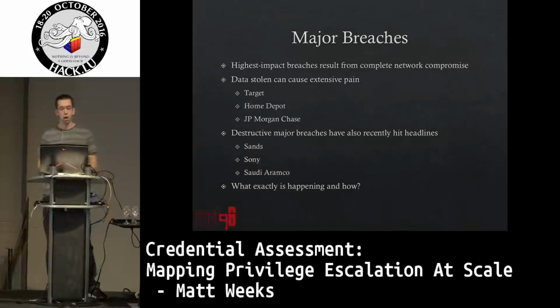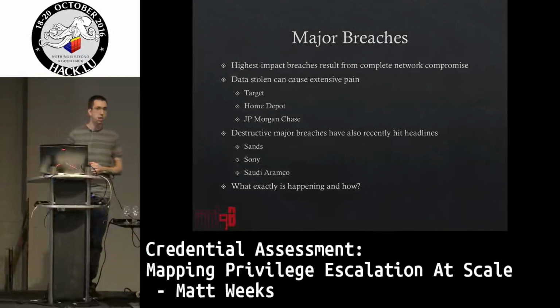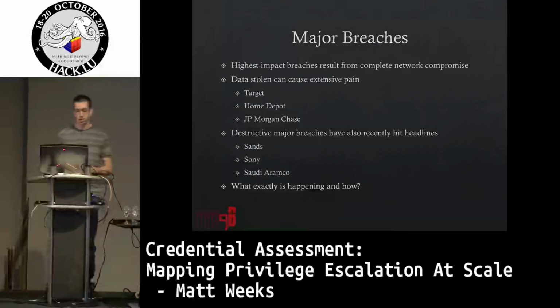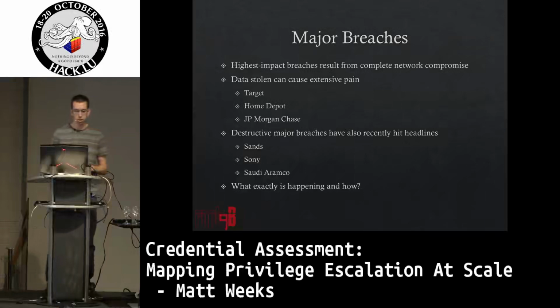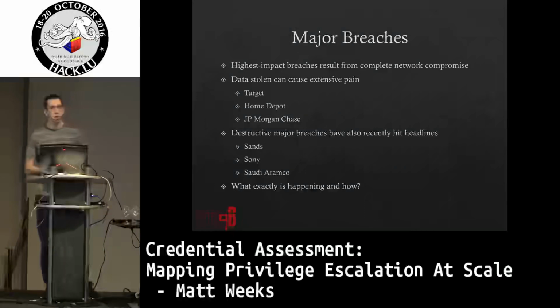You've also seen destructive major breaches, which in the past couple of years have started to become more common and more significant. One of those was with the owners of the Sands Casino, Las Vegas Sands Entertainment. Another one was Sony Pictures Entertainment. Sony Pictures was hit, and it was attributed back to North Korea. That attack left all of their systems offline and caused a lot of damage to Sony. And then Saudi Aramco was also hacked in a similar type of attack. Tens of thousands of computers were wiped, and generally everything on them was destroyed, which took them a while to get back up and running.